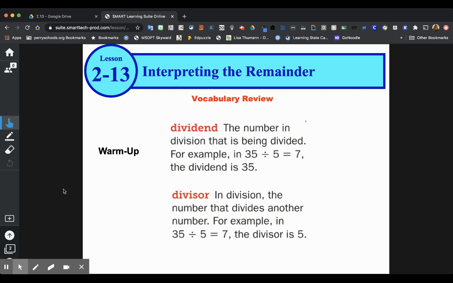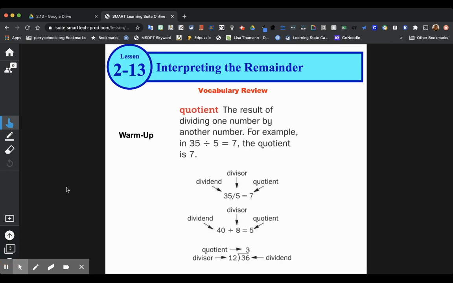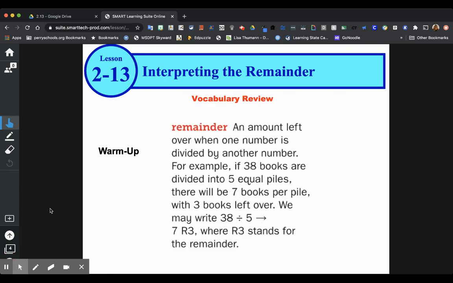As always, vocabulary. Just a reminder, dividend, that's the number that is being divided. Divisor, that's the number doing the division. Quotient is your answer, and remainder is the amount that is left over. As always, you can go back to other lessons and listen to more in-depth conversations about those words, but this is a review day. This is the last lesson. We've talked about these. You can always pause to read those.